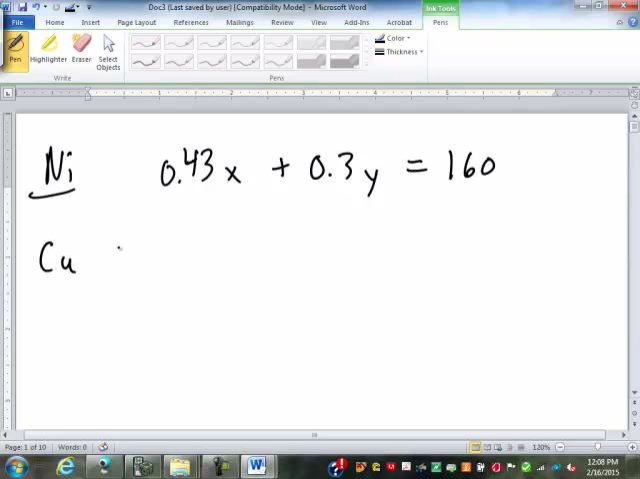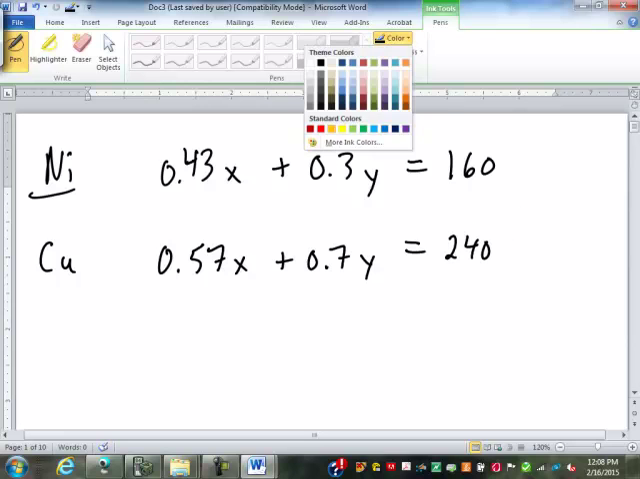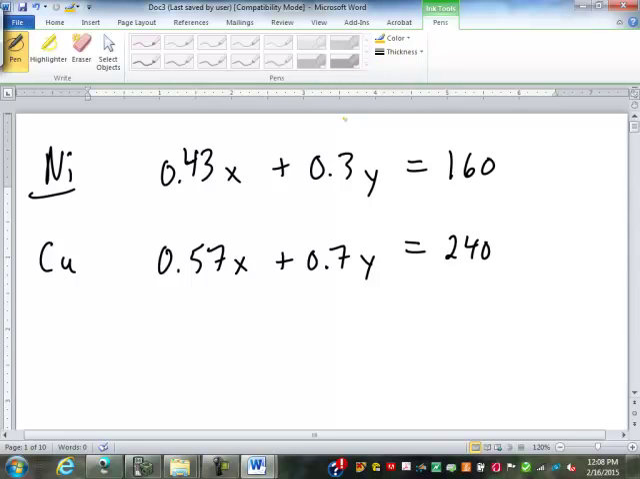Our second equation describes the copper. Well, 57% of the liquid, which is X, is copper, plus 70% of the solid, which is Y, is copper, and we need a total of 240 grams of that. So here we have a pure system of equations. Many people I encounter are so used to multiplying one or both equations to get the coefficients the same. Sometimes you run into one like this where multiplying is difficult. It's actually easier to divide.